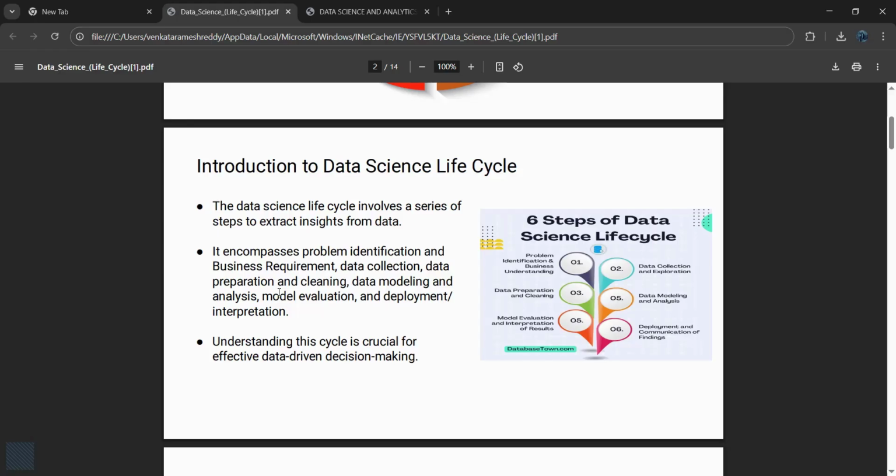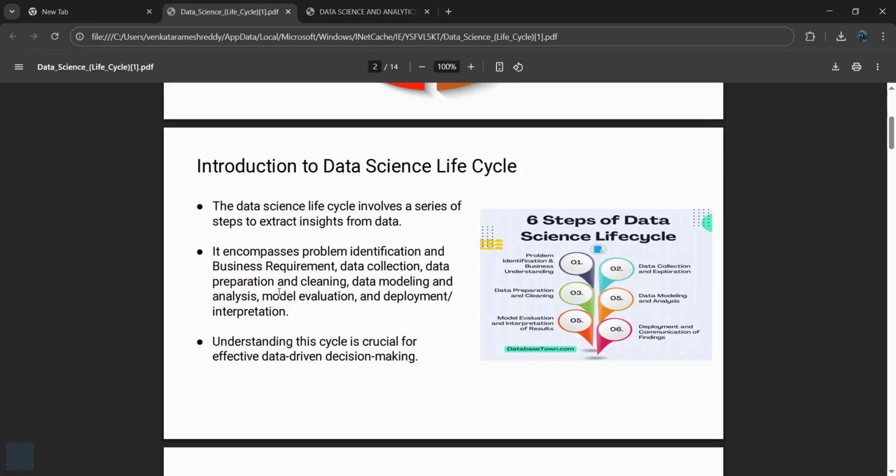And also deployment or interpretation. Interpretation means explanation. It means you have to explain that process. Whatever process you have done in the past, you have to interpret each and everything that is occurring in each process. So this is the second point.